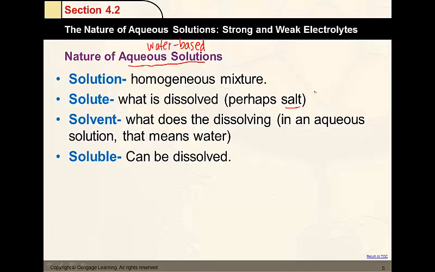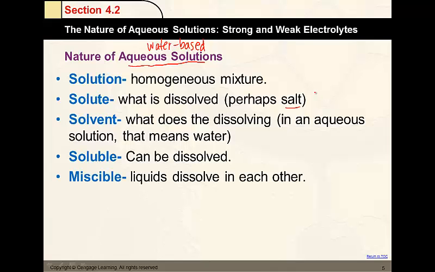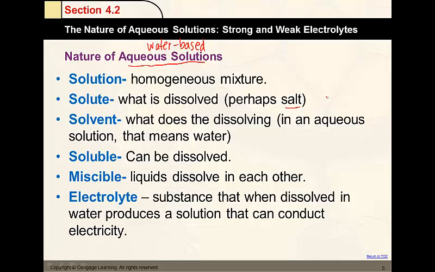The term soluble means that that substance, the solute, can be dissolved. We use the term miscible to say that two liquids will dissolve in each other, rather than using the term soluble. Miscible is reserved for liquids. And electrolytes are substances that produce a current when they're dissolved in water, and we'll discuss that in the next video.